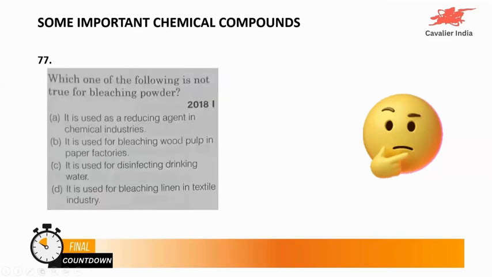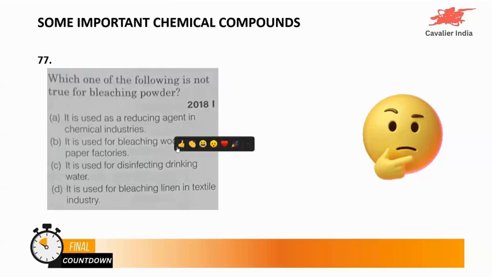Next, which one of the following is not true for bleaching powder? It is used as a reducing agent in chemical industry. It is used for bleaching wood pulp in paper factory. It is used for disinfecting drinking water. Used for bleaching linen in textile industry. Yes, very good. Option A is the right answer. It is used as a reducing agent, that is not right. Okay.